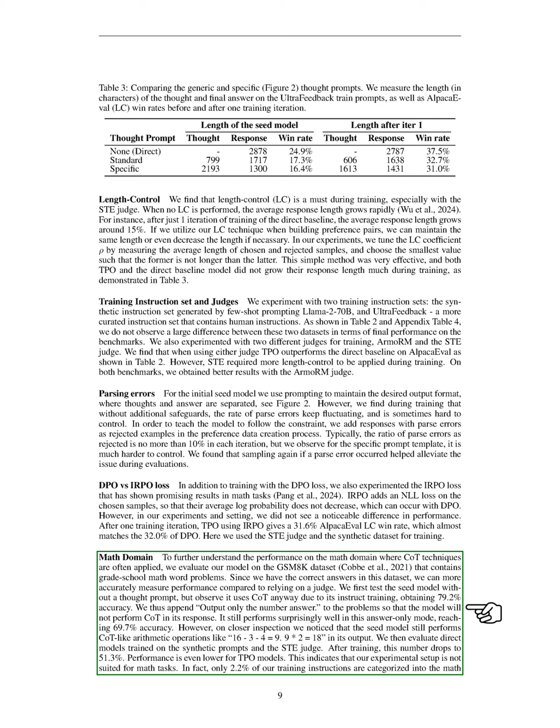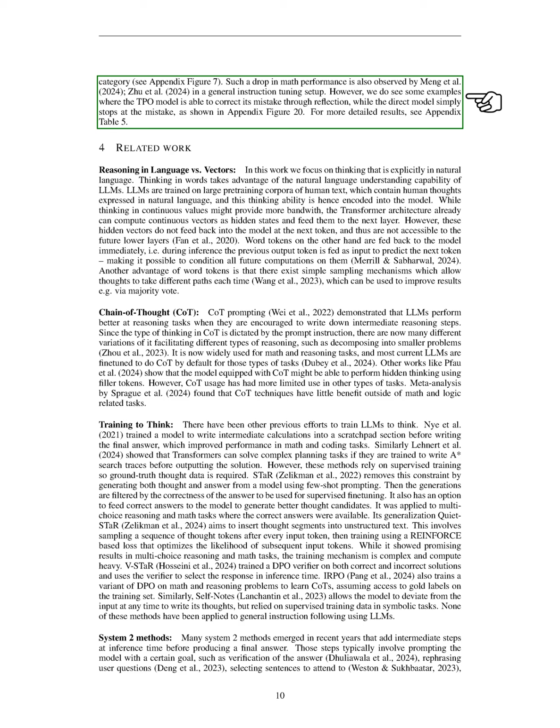After training direct models on synthetic prompts and the STE Judge, accuracy drops to 51.3%, with even lower performance for TPO models. This suggests our experimental setup is not ideal for math tasks, as only 2.2% of our training instructions fall into the math category. We also observe that while the TPO model can correct its mistakes through reflection, the direct model tends to stop at errors. For more detailed results, we refer to the appendix.